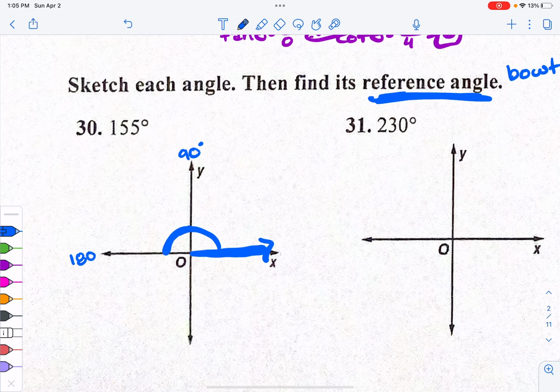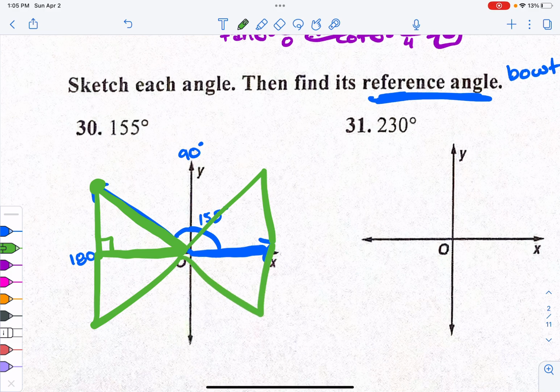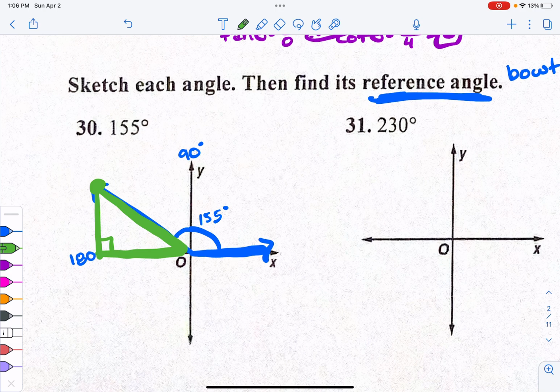So we don't want to go all the way to this edge. We want to go just not quite that far, and that's 155 degrees. Now the reference angle is the angle that you would make if I had a dot here and I made it into a bow tie angle, like this. Where my bow ties look like this, right? That's my bow tie. There's my circle in the middle.